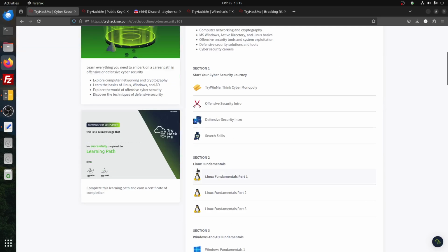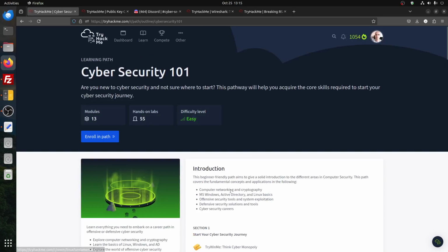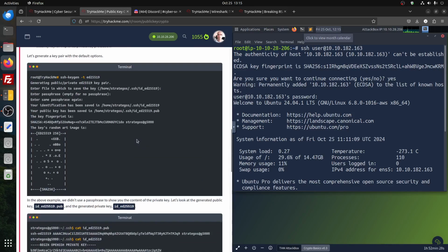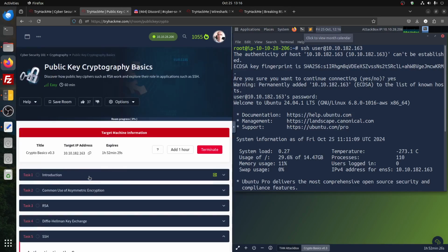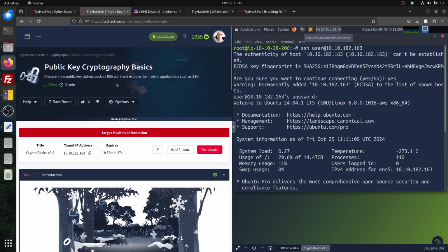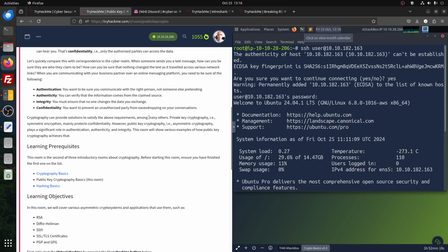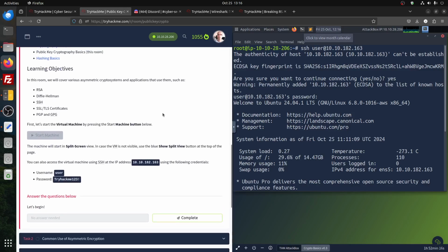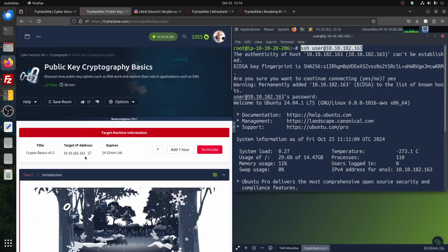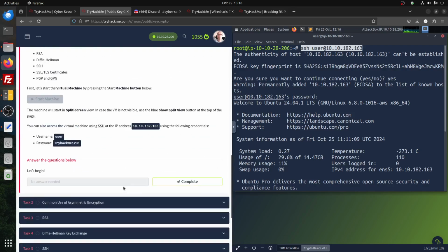I'm continuing with the easiest one first, and then I can continue from there. Cybersecurity 101, the new path for TryHackMe. I'm doing a quick walkthrough for the Public Key Cryptography Basics room. It's all about RSA and all of that. Of course, the introduction: I already SSHed to the IP of the machine that they gave us, so that one is done.